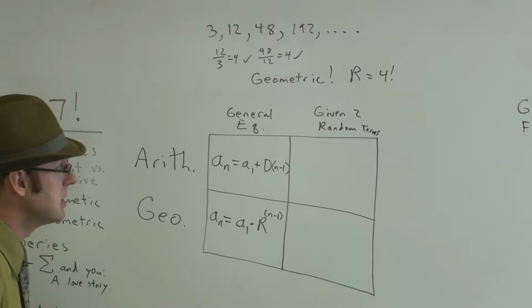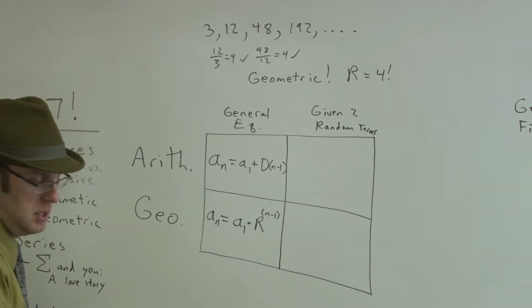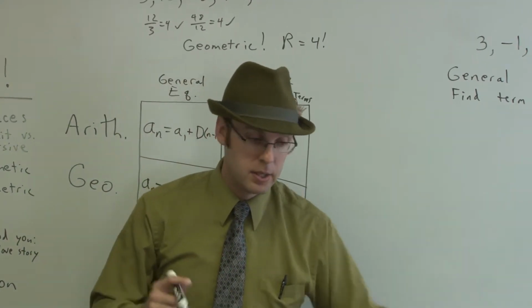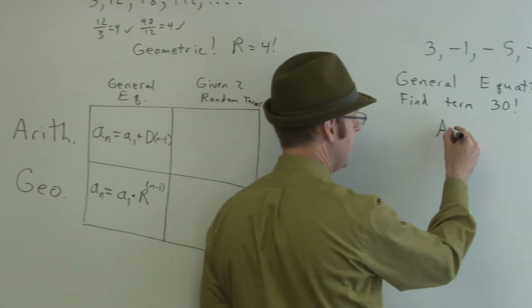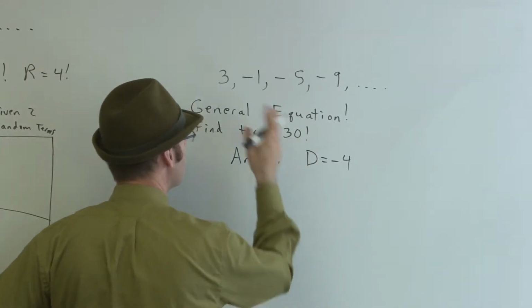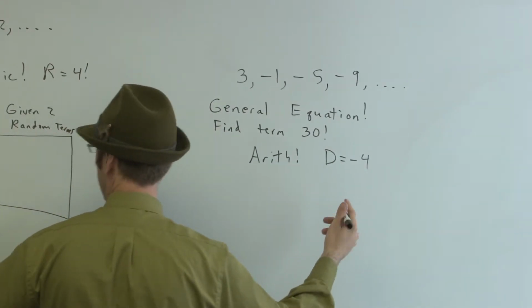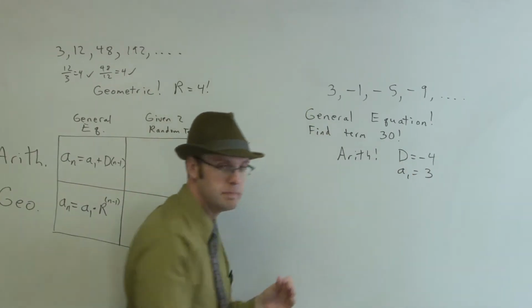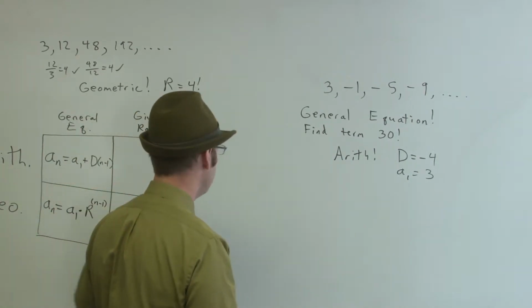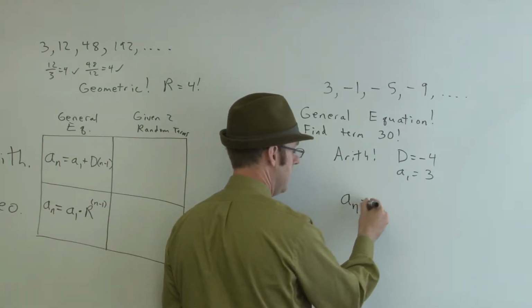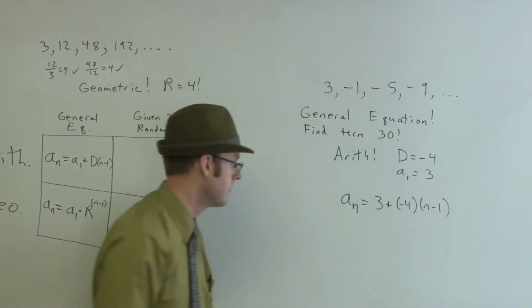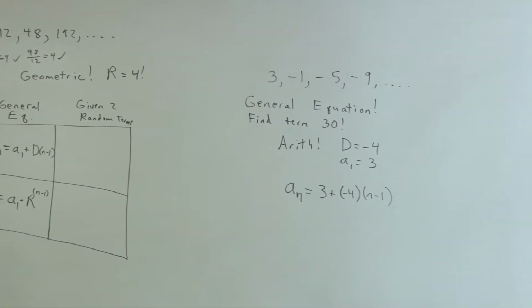So what is the pattern? Is this arithmetic or geometric? Arithmetic. It's way arithmetic, right? I'm just subtracting 4 each time. Okay, so I know it's arithmetic. I know my D is -4, so I'm just subtracting 4 each time. And I know my first term is 3. Therefore, hence, and furthermore, I can write down my general equation. I just plug in the numbers. Plug in my A1, plug in my D.